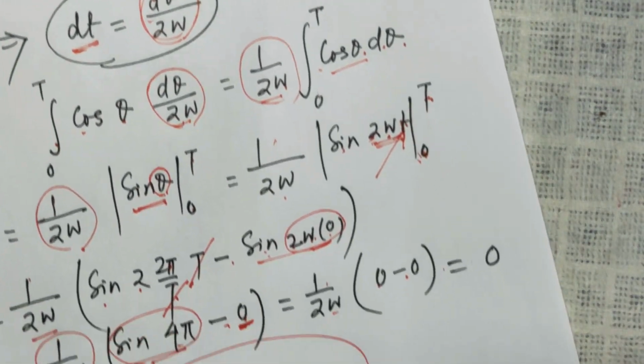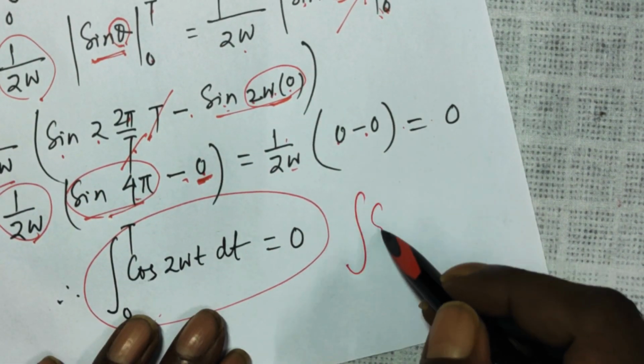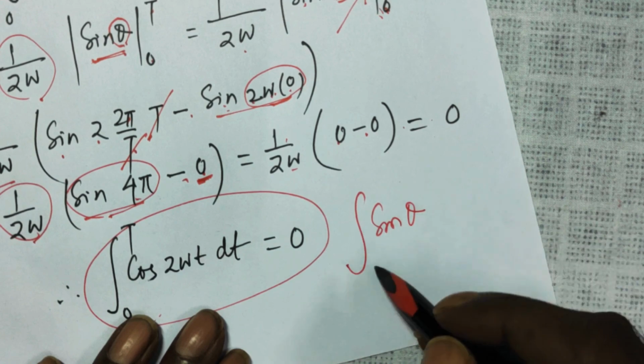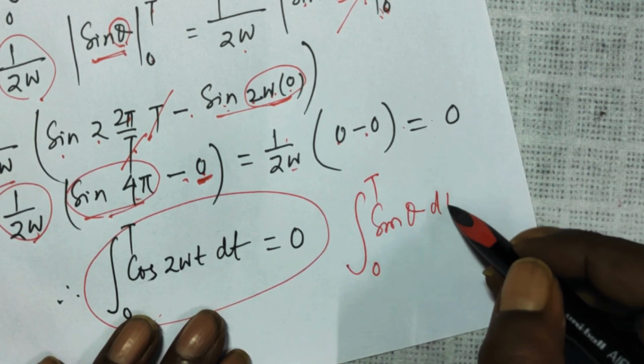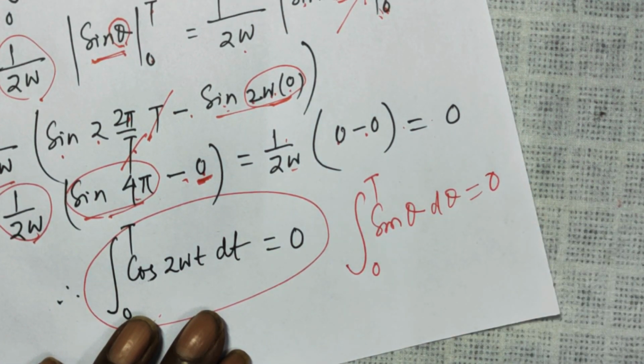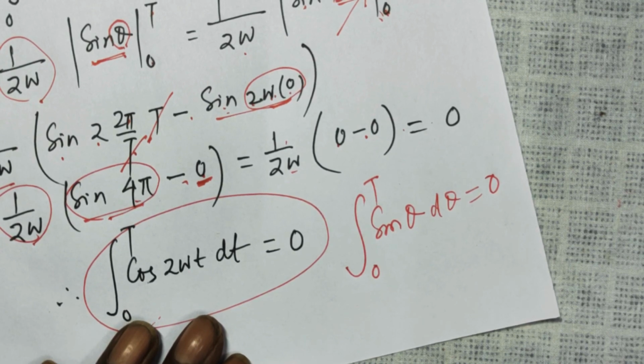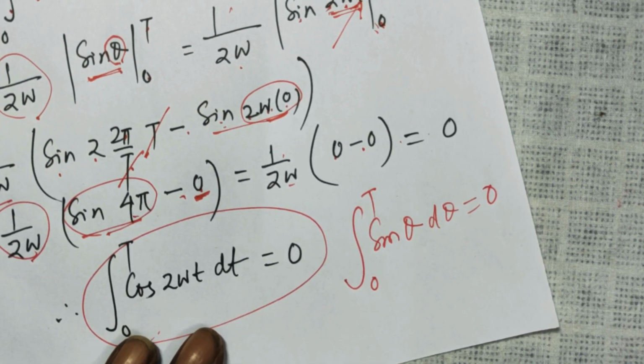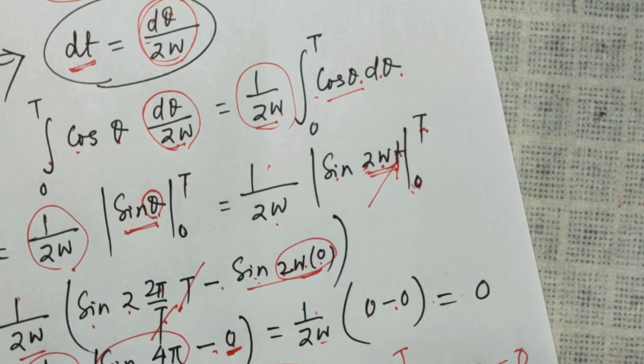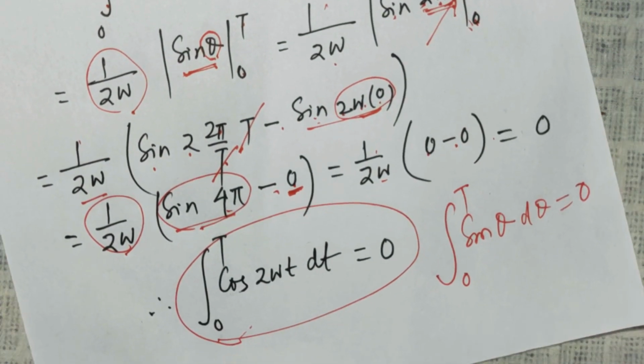So what I mean to say is, integration of a sine function over a complete cycle will always be 0. Similarly, for a cos function, the integration over a complete cycle will be 0.